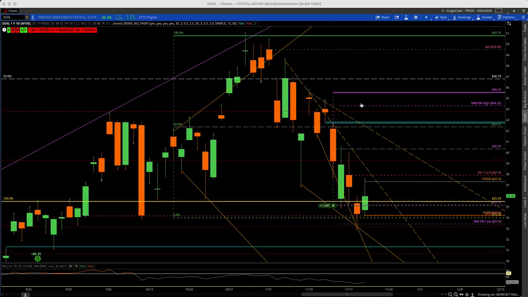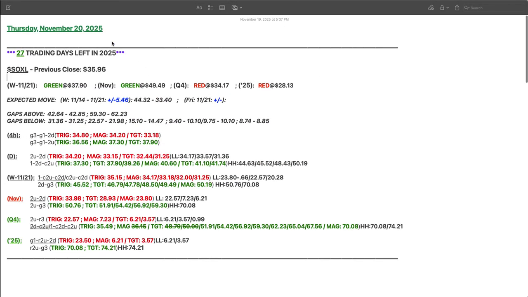So let's just go here and look at the hard numbers in our notes, right? So Thursday, November 20th, there will be 27 trading days left in 2025, and the close on Wednesday, November 19th, was 35.96. We know that we've got to get to 37.90 to flip the week green. We've got to get all the way up to 49.49 to flip the month green. So not really looking for that to happen this week, but we could get this week flip back green. As we know, the quarter and the year are green, so we'd have to get all the way down to these levels here to flip those red. Not looking to do that anytime soon.